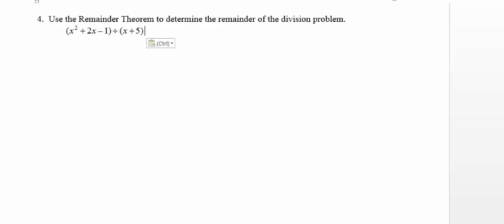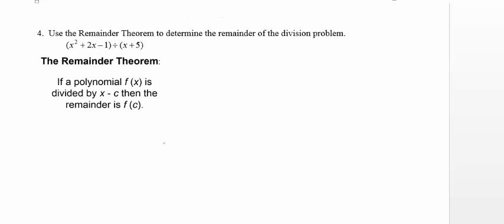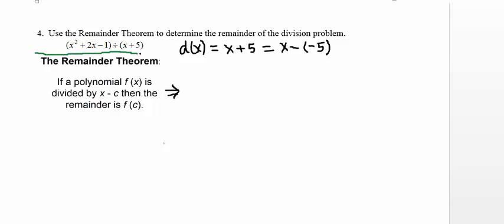where I'm dividing by x plus 5. So first of all, I want to remember what the remainder theorem is. It says if a polynomial f of x is divided by x minus c, then the remainder is f of c. So the divisor is x plus 5, but I want to write that as x minus negative 5. So my c is negative 5.